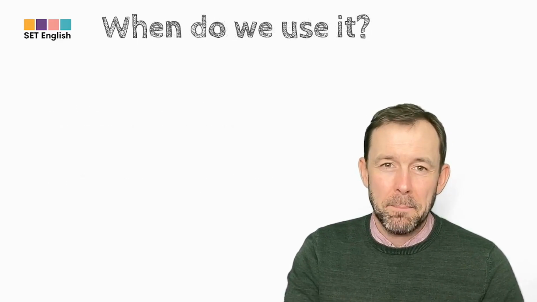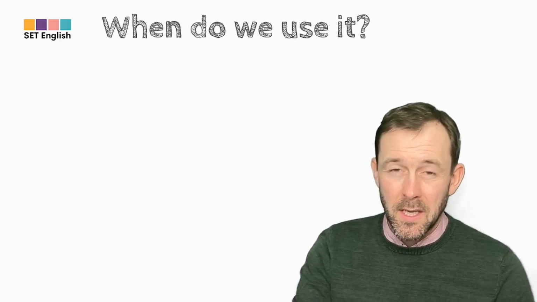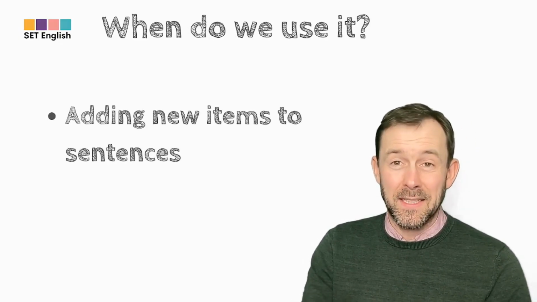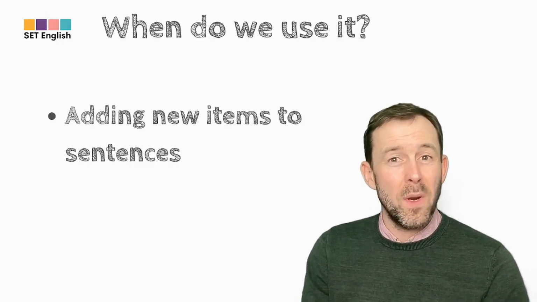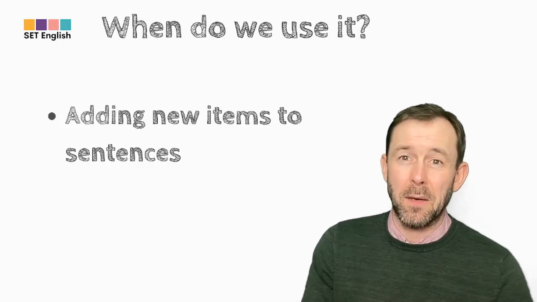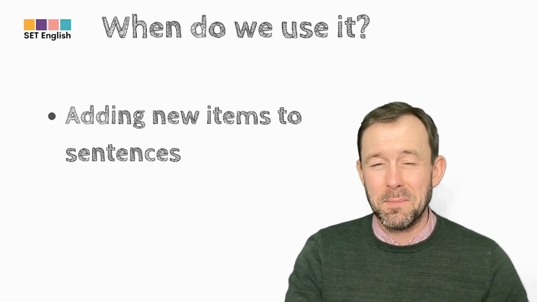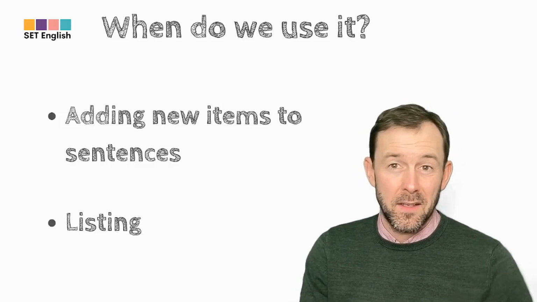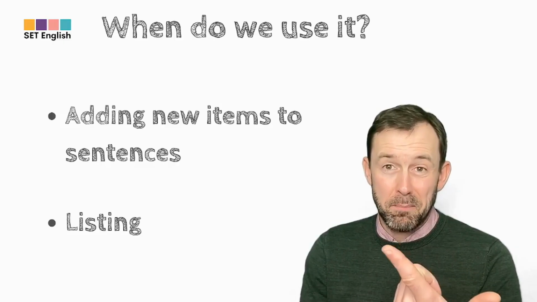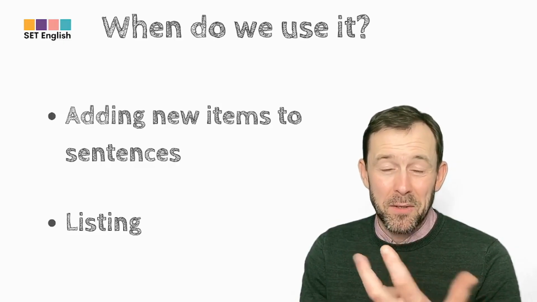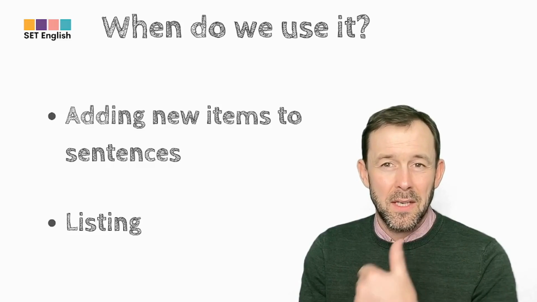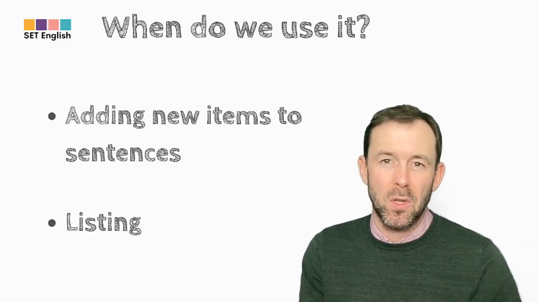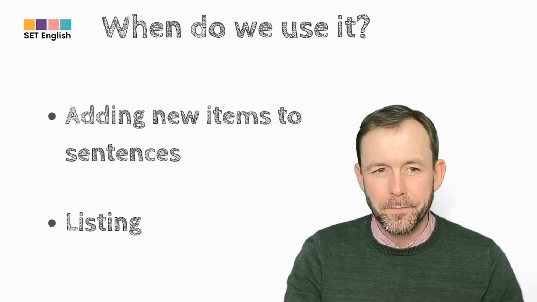Now when do we use it? Well, we use it in a lot of places. We use it when we're adding new items to sentences, without causes, without results, without contrast, and it's mainly used in listing. We list in timeline paragraphs, in background paragraphs, in request paragraphs. Imagine treatment, advice, symptoms, medication, lots of different things that we can use it for.